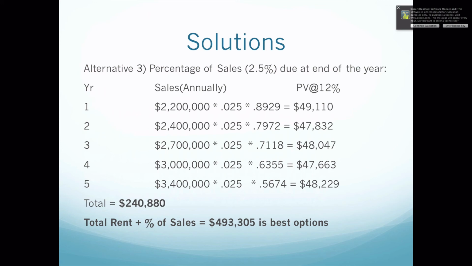Going on down, we multiply these out and add them up, and we get $240,888. We add that to our $252,000 and change, and we get $493,305. So the best alternative is actually to hold on to the money till the end of the year, or hold on to 2.5% of our sales at the end of the year and pay $5,500 a month. And it's significantly lower than the other two alternatives.